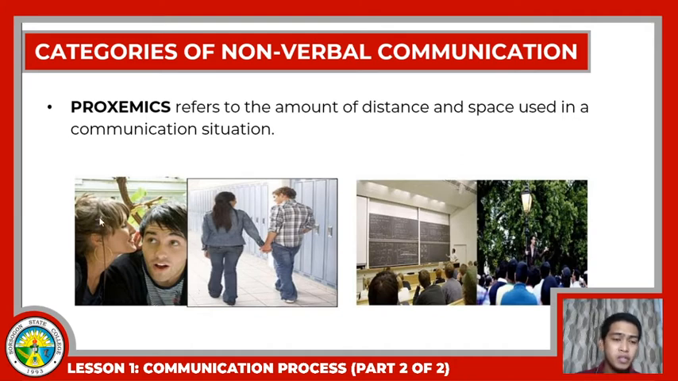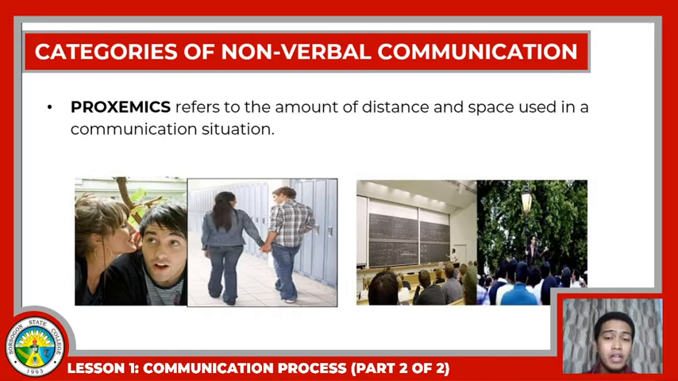As you can see in the first picture here, it's an intimate distance. If you do not know each other, you're not going to do this, right? The same thing in the second picture. In the third picture, the distance between the teacher and the students, and in the fourth picture, a speaker and then the listeners or the audience. From the distance between the listener and the speakers here, you can see the relationship that they have.